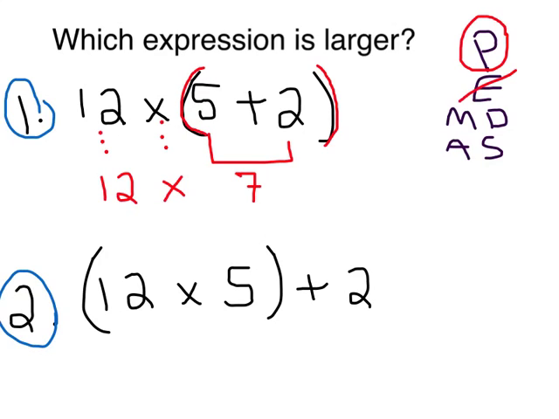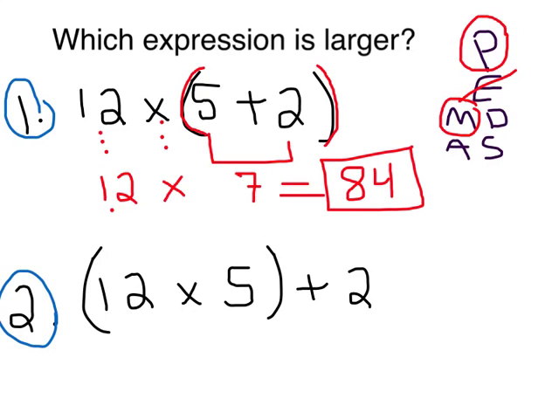Next, I don't have any exponents, but I do have multiplication. So I'm going to do 12 times 7, and I know that that equals 84. So the answer to my first equation is 84. Let's look at the second equation. That's (12 times 5) plus 2.